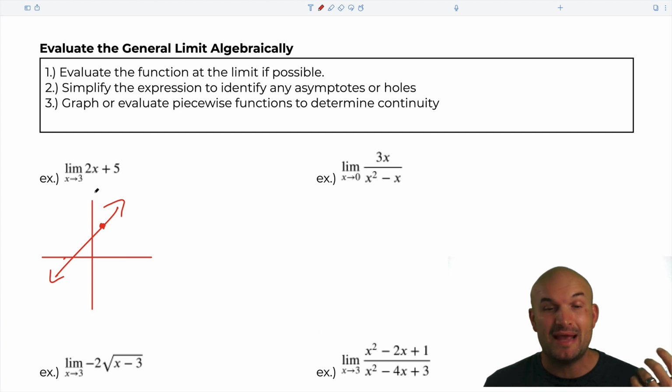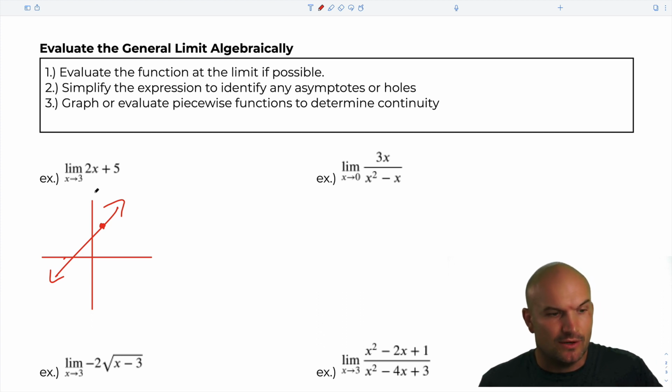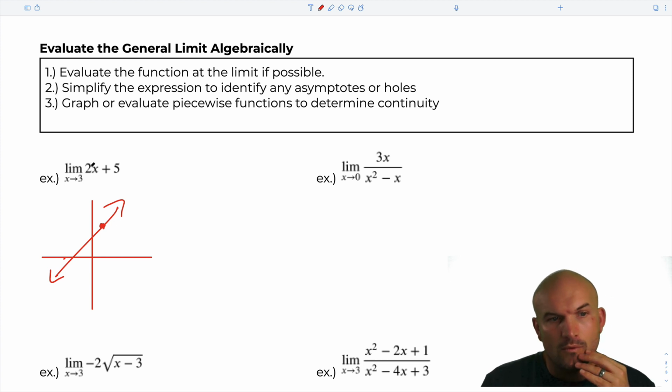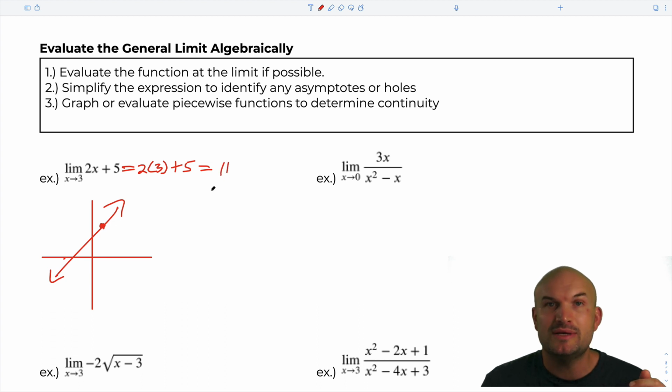So that's really important. If we're evaluating the limit on a continuous function, we know that limit is going to exist. So we don't really need to know what the graph is. We don't need to graph this. All we simply need to do, if we want to find the y value where this graph is approaching, is plug it in. So what we can do is we can say 2 times 3 plus 5. So just substitute in the value that you're trying to see where the graph is approaching and find that value. And in this case, that is going to equal 11.